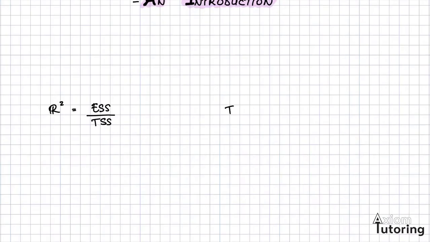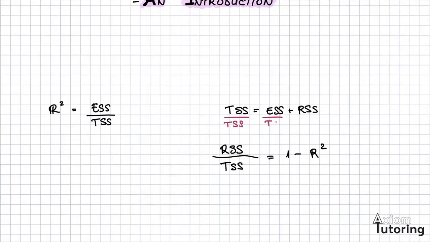We also know another identity: the total sum of squares is equal to the explained sum of squares plus the residual sum of squares. Which means that if I rearrange this expression, I can write the residual sum of squares divided by the total sum of squares as being equal to 1 minus the R squared. Simply, if I imagine dividing everything by the total sum of squares here, this would be 1, then this is my R squared. If I rearrange them, this is the new formula that I'm getting.